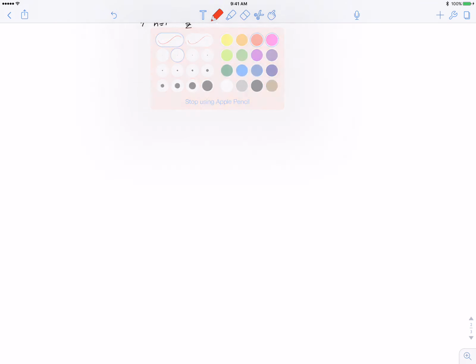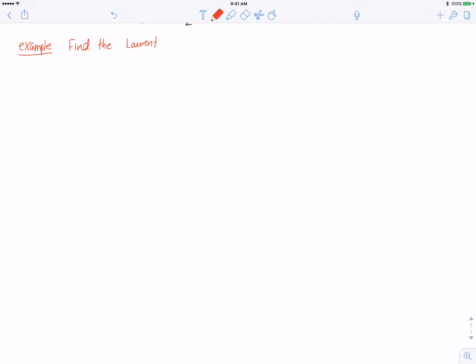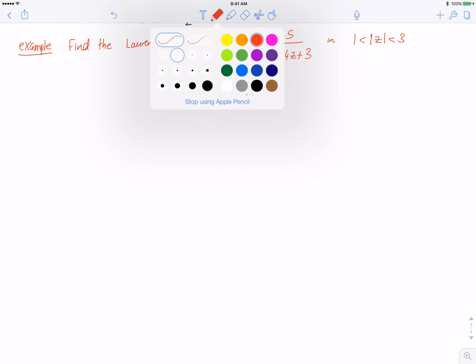What I'm going to do now is find the Laurent series of f of z, which I'll take to be z plus 5 on z squared plus 4z plus 3, and I want to find the Laurent series that converges in the annulus 1 is less than modulus of z, which is less than 3. So in other words, I want z to be between a circle of radius 1 and a circle of radius 3, both centered at the origin. Okay, how do we do this one?